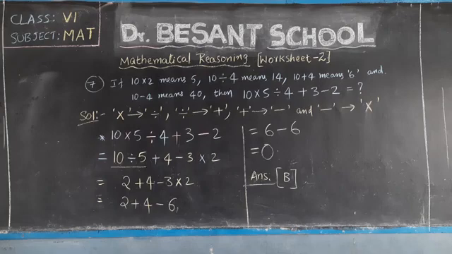So based on these observations, we have to find the value of 10 into 5 divided by 4 plus 3 minus 2. Okay, so I have taken that expression. Before that, I have written down the change of symbols: into changed to divided by, divided by changed to plus, plus changed to minus, and minus changed to into. So based on substituting those symbols, we get the expression as 10 divided by 5 plus 4 minus 3 into 2. So we have to follow the DMAS rule.